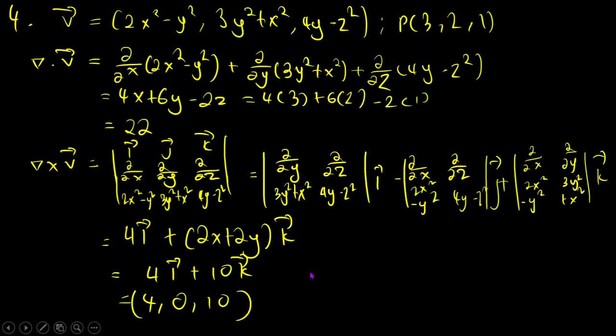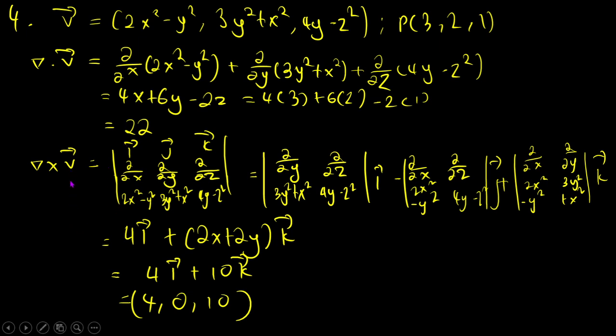For the last question, we need to find the divergence and the curl of vector function v. Here we have the point (3, 2, 1). Find the divergence of vector v: partial of this one with respect to x, partial of this with respect to y, partial of this with respect to z, and then we get 4x plus 6y minus 2z. Substituting the point into this, we get 22.